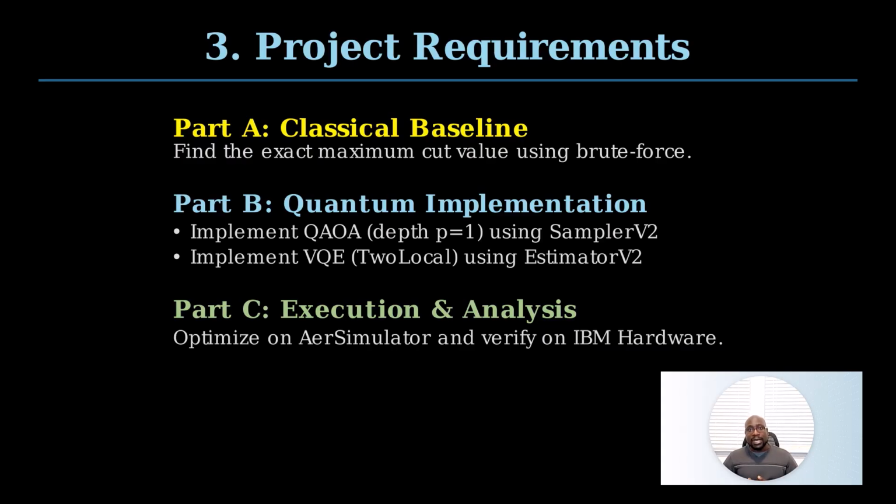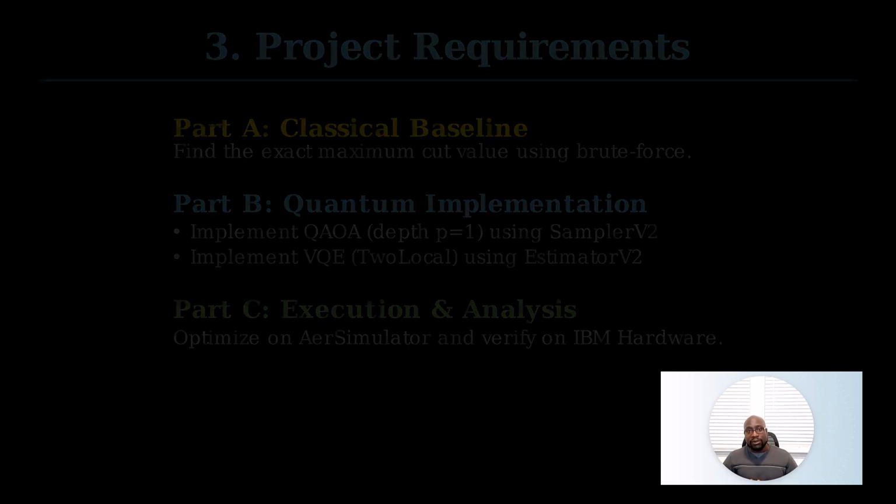Part C is the analysis. You will run your optimizations on the Aer Simulator first. Once you find the optimal angles, your gamma and beta for QAOA and your theta values for VQE, you verify them on a real IBM quantum system.